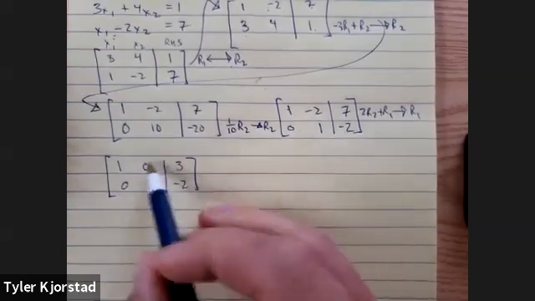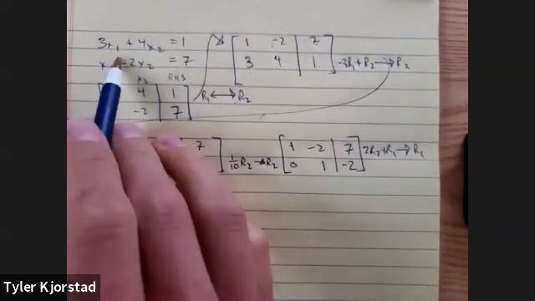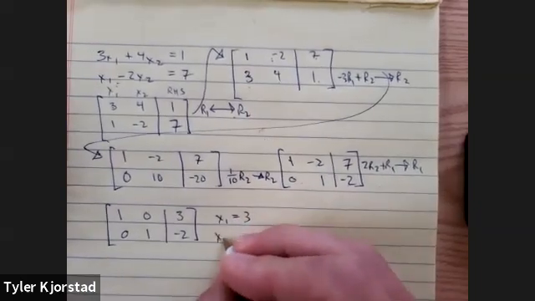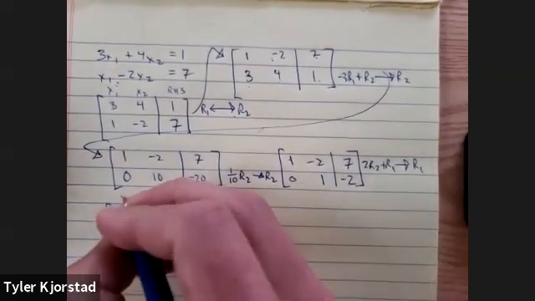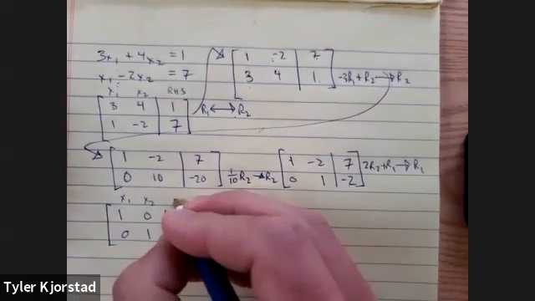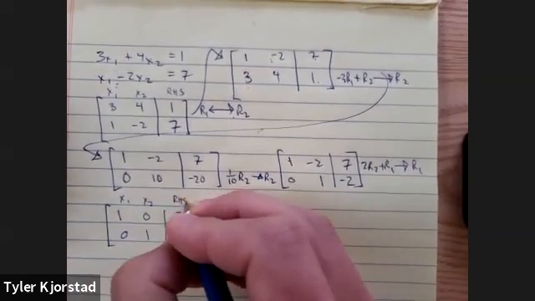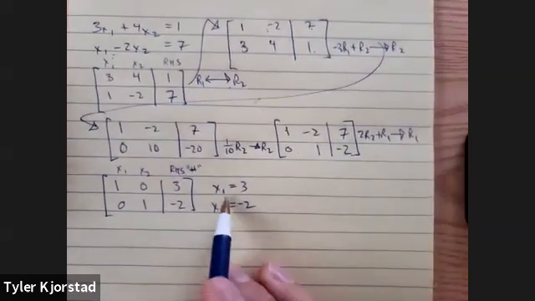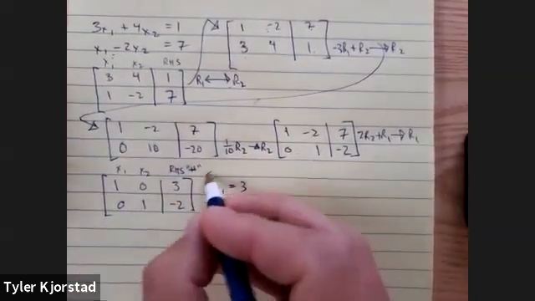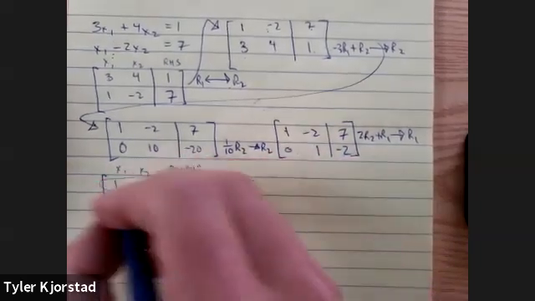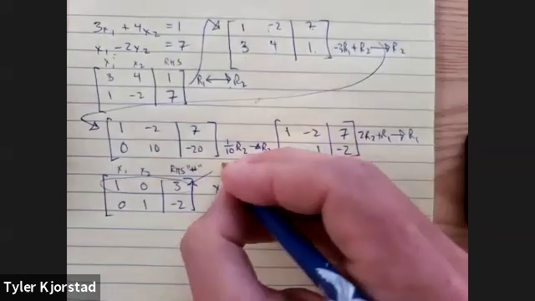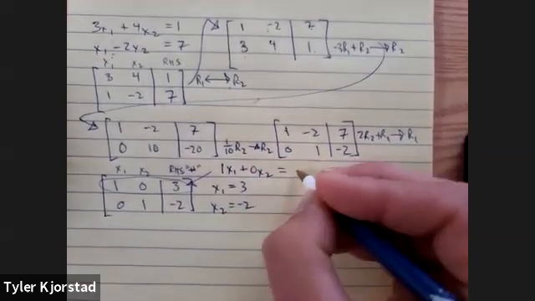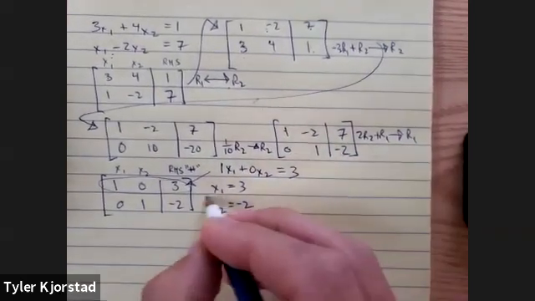Now we have solved the system of equations up here. In fact, x sub 1 is equal to 3, and x sub 2 is equal to negative 2. Think about it: this is x sub 1, this is x sub 2, and this is the right-hand side. If you translate this whole row, it is 1 times x sub 1 plus 0 times x sub 2 is equal to 3. That's why I just wrote it this way.